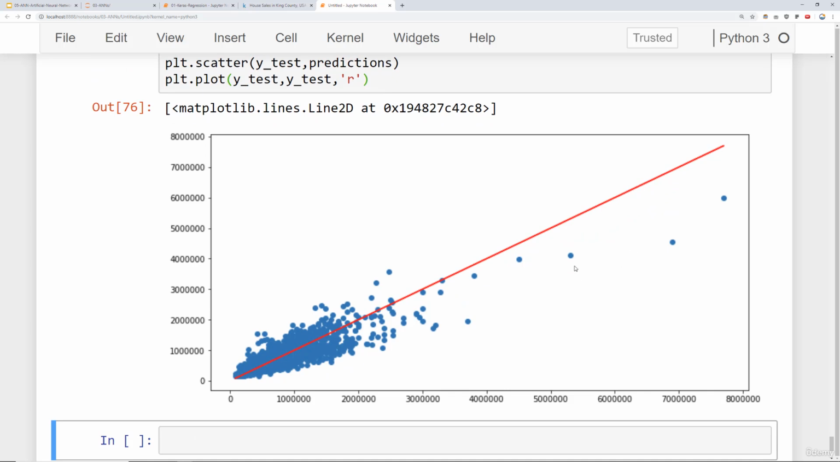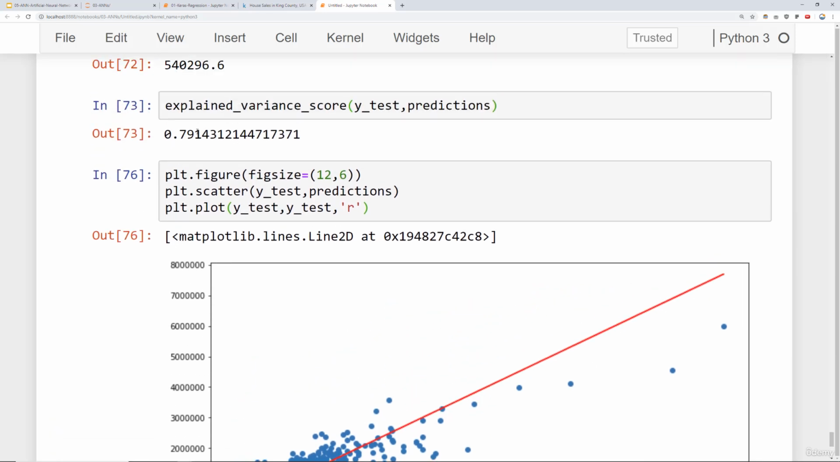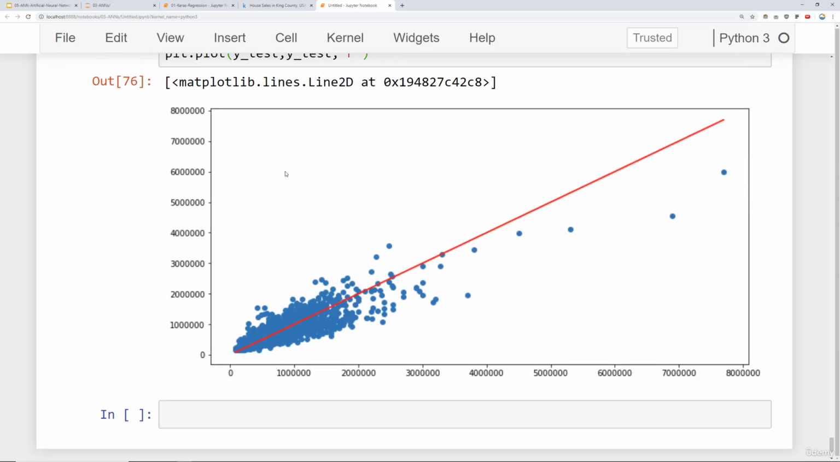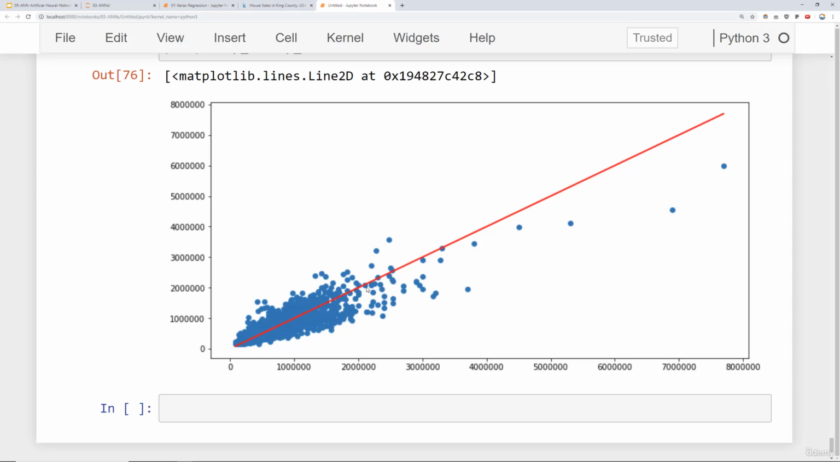You'll notice that we're basically being punished here by these outliers. So these really expensive houses, we're actually not good at predicting the price, but we're pretty good at predicting the prices of houses between $0 and $2 million. This is actually not so bad. There's clearly a good fit here between our tests and our predictions, and that's essentially what explained variance score is trying to report back to you in the form of a single number.